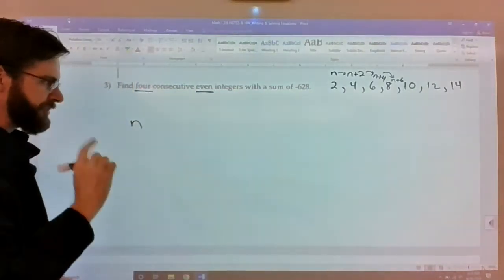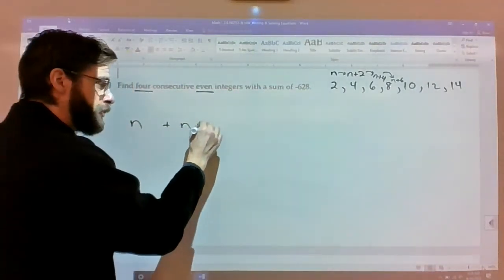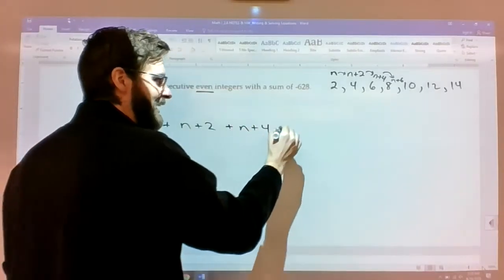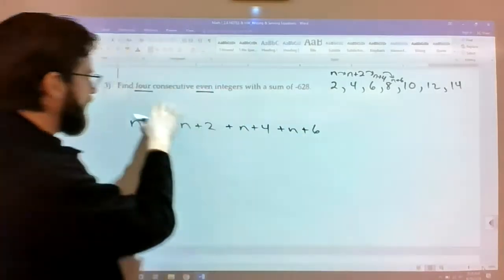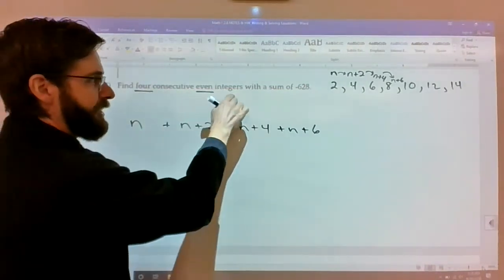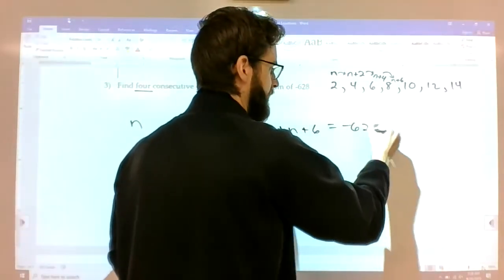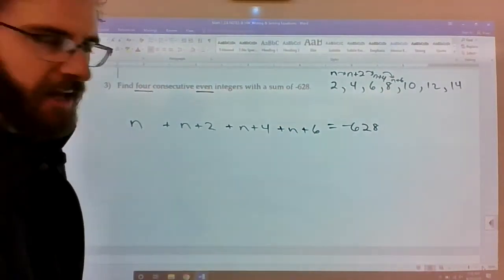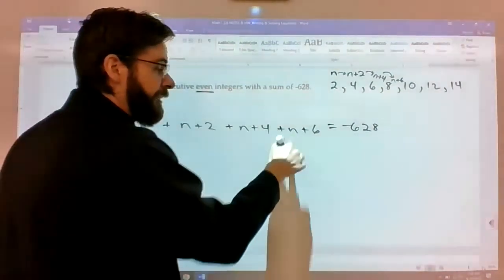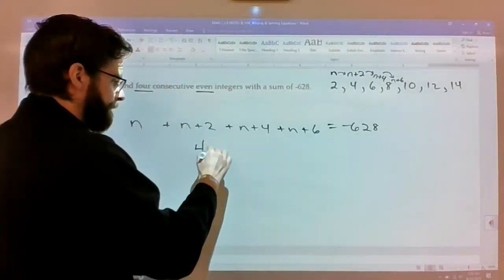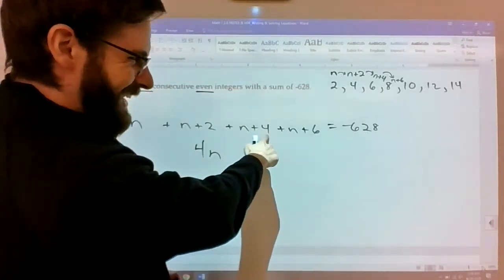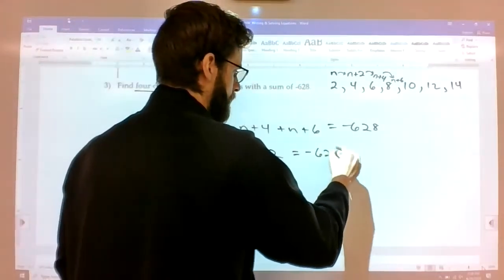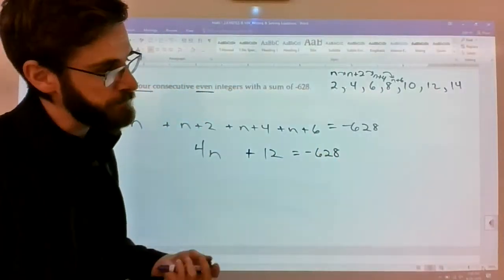N is my first integer. N plus 2 is my second. N plus 4 is my third. N plus 6 is my fourth. I've got my 4 consecutive even integers, and they have to add to negative 628. So collect your like terms. 1, 2, 3, 4 n's. 2 plus 4 is 6. 6 plus 6 is 12. And again, just solve it like normal.